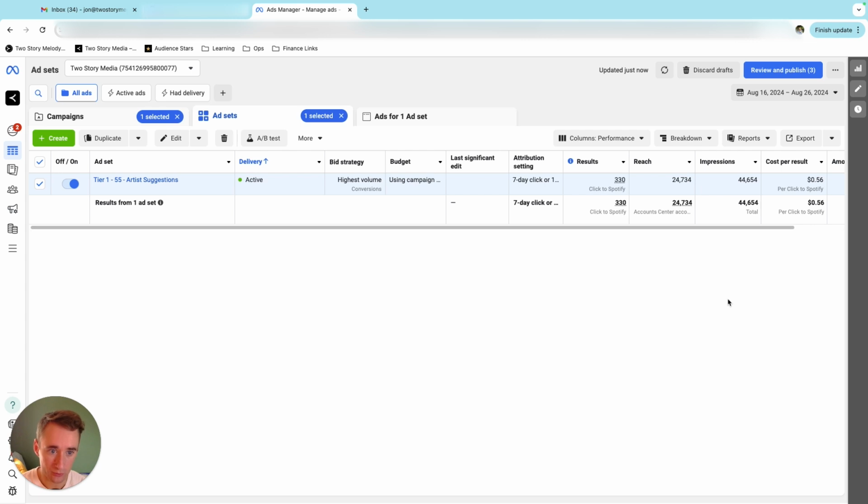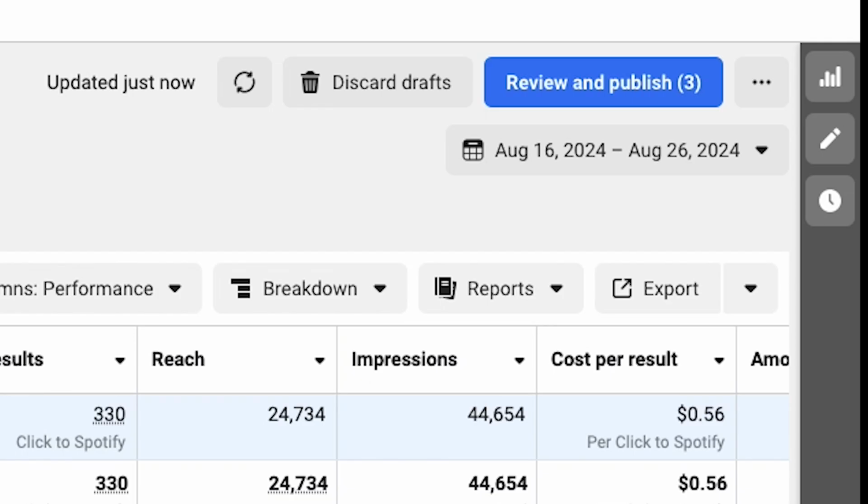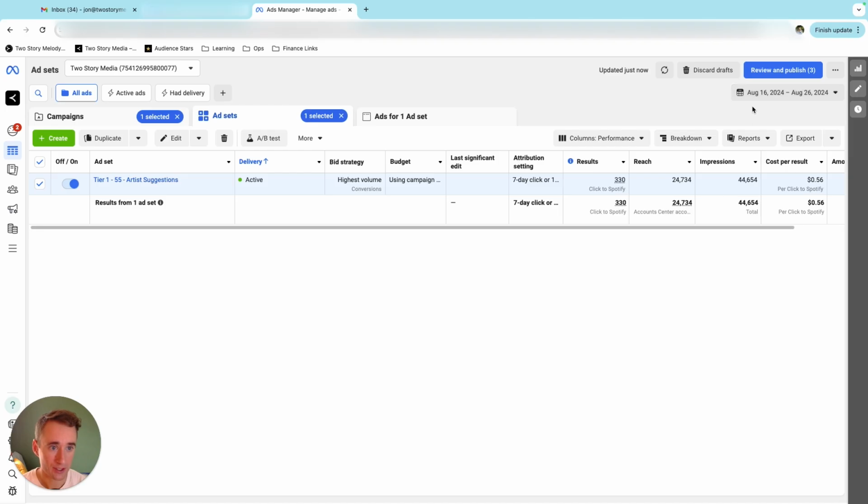So this is a real campaign that I was running for a client. You can see the date range that was set here, and I realized basically that this campaign wasn't driving the amount of saves and the amount of streams that I wanted, and so I was digging in, and this was one of the first things I looked at to see what was going wrong.